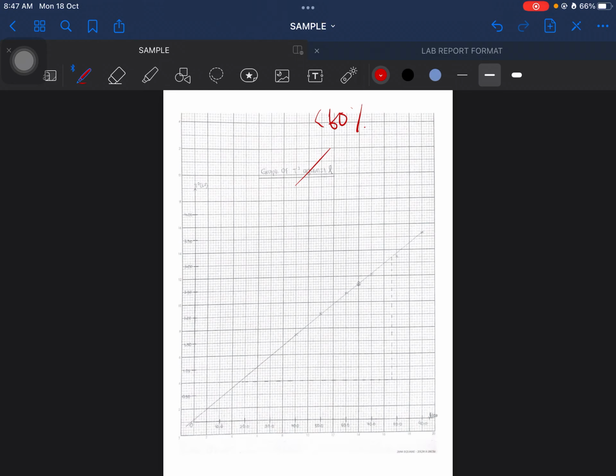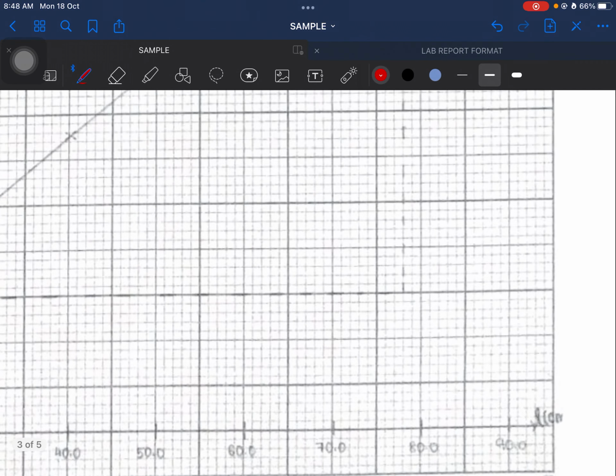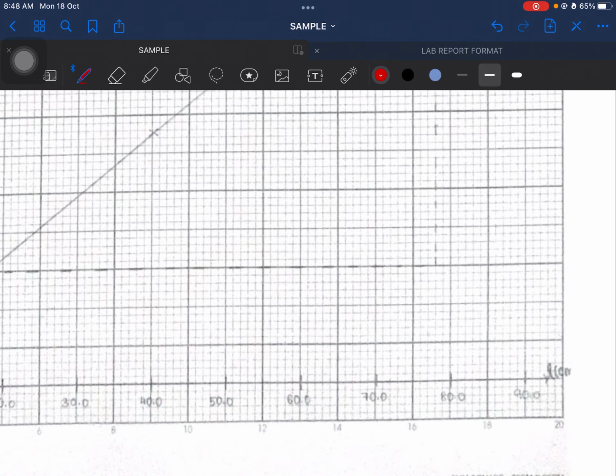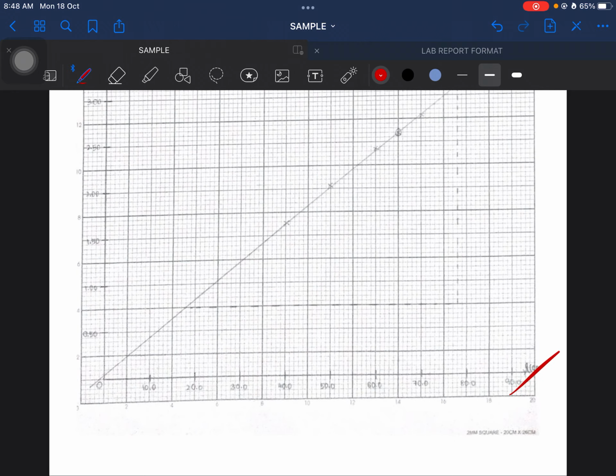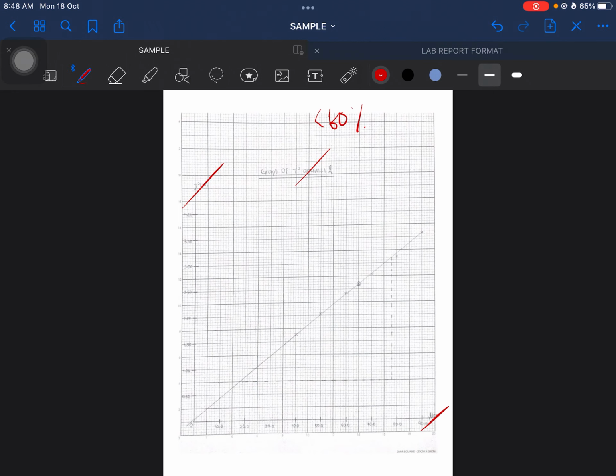Okay, next, axis with label and unit. So this one is correct, and then this one is length, I think, centimeter. Okay. And then you are using a suitable scale and size plotted. So for that, the mark is reduced, because now it is less than 60%. Okay, and then you are drawing a best fit line through the centroid. Yes, it is best fit.